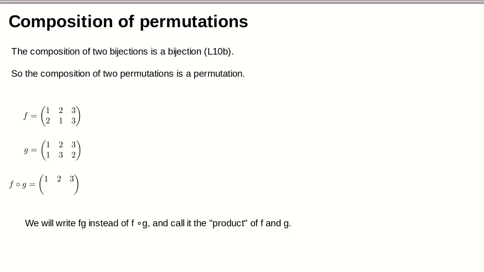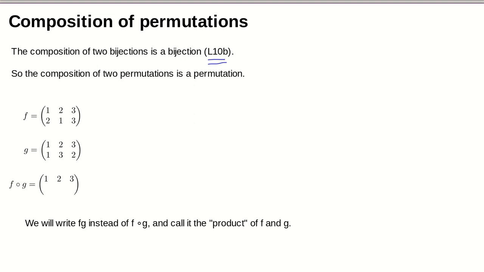Okay, next fact about permutations, which comes from what we learned about functions, is that the composition of two bijections is a bijection. If you look back to video 10b, you'll find we did that in video 10b. So that means if I compose two permutations, the result is again a permutation. And this is really the interesting thing about permutations. This is when permutations start to get very interesting.